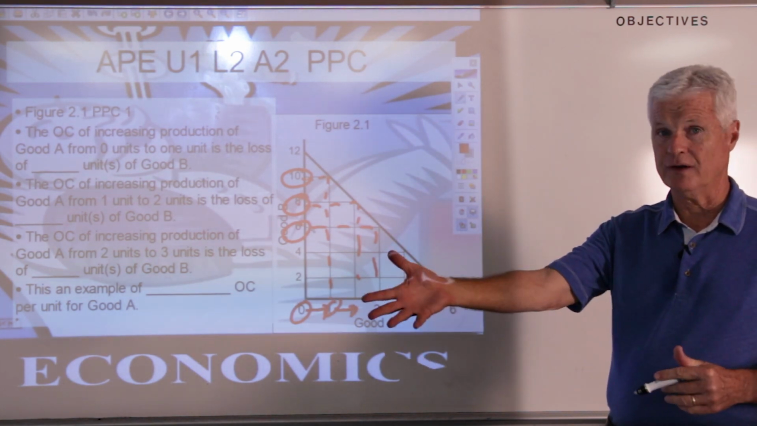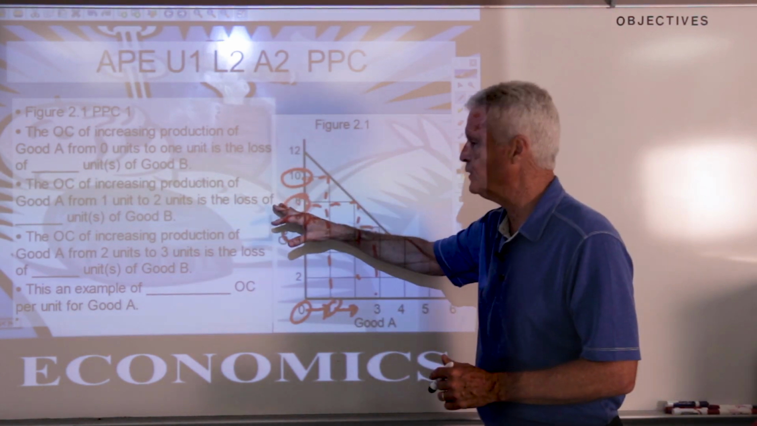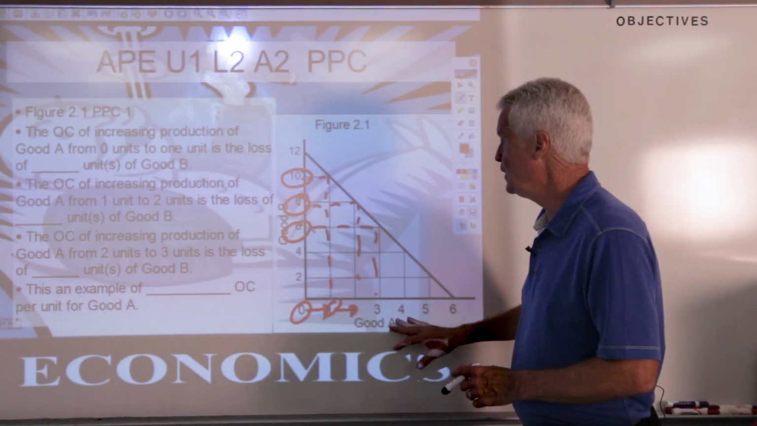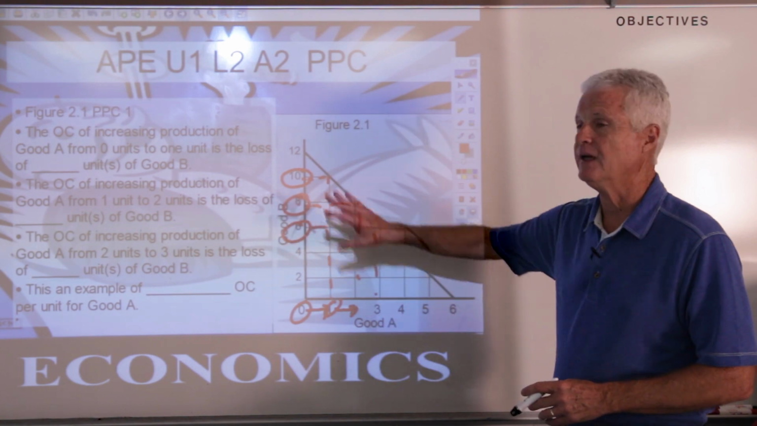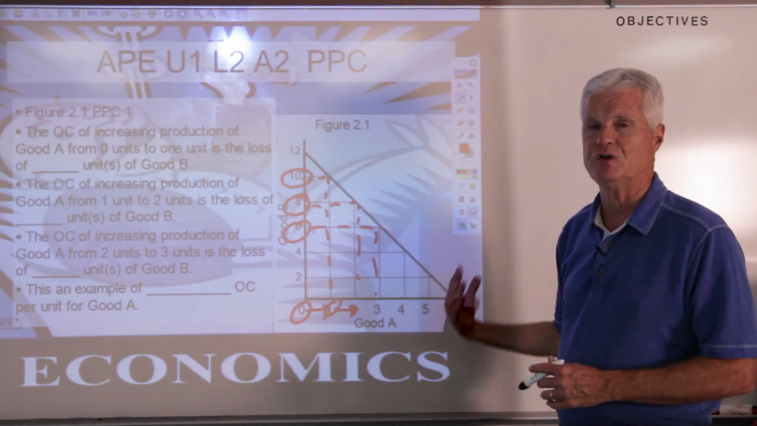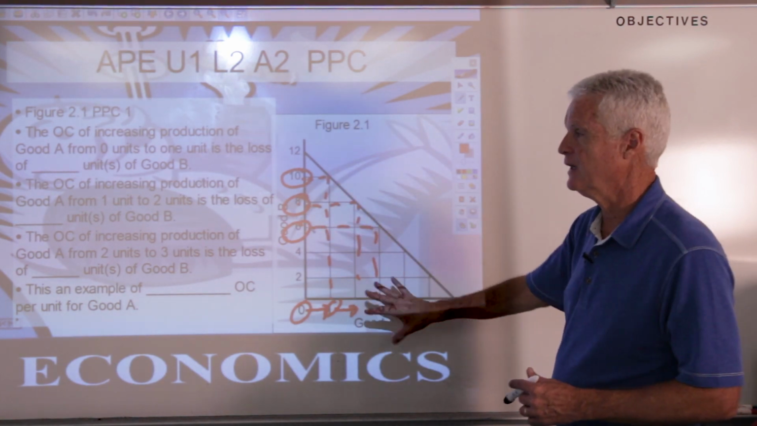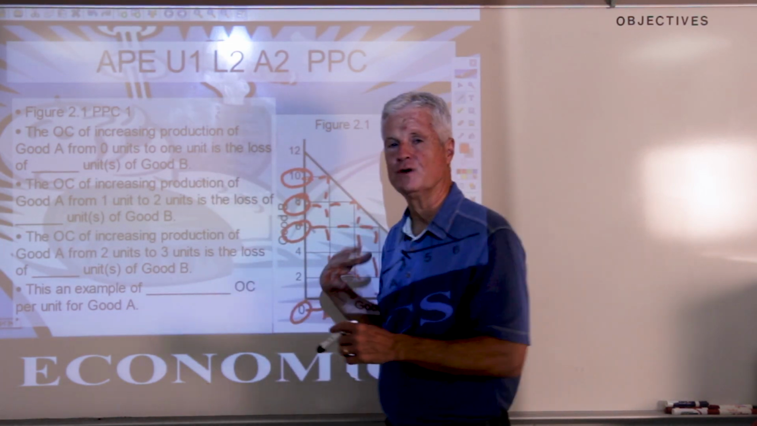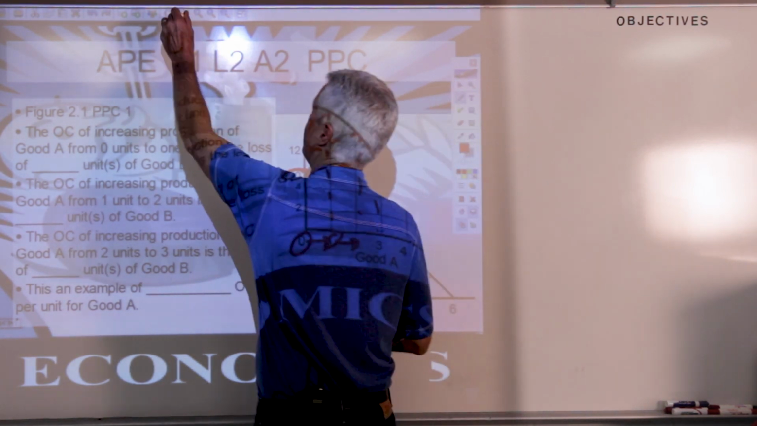Well, the answer is constant, right? 2, 2, 2. So when we trade off good A and good B, it's a constant relationship. It doesn't increase. That's important. We're going to talk about that more as we go along.